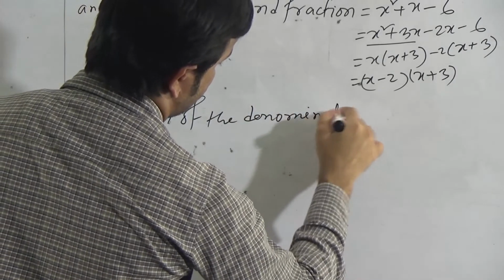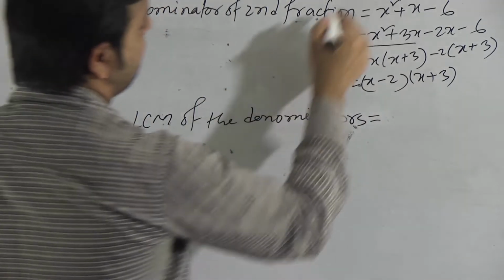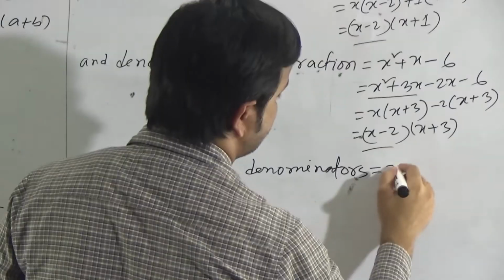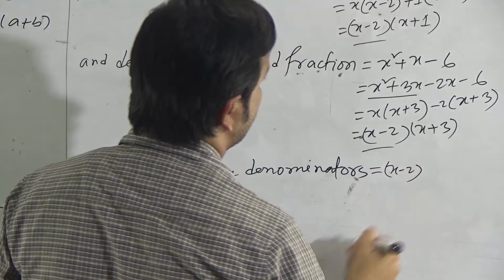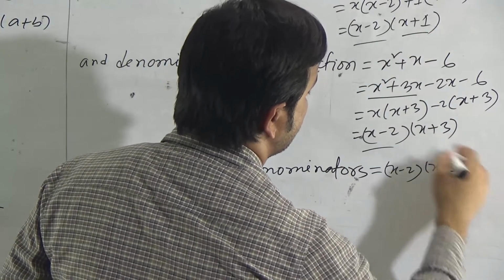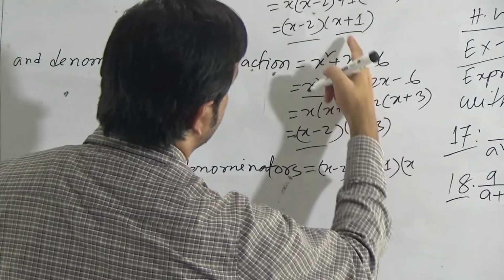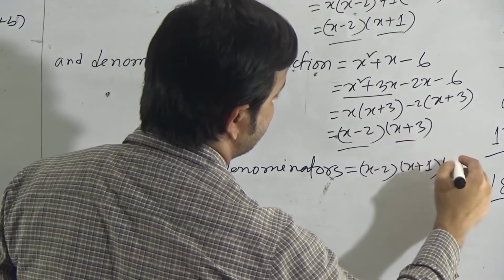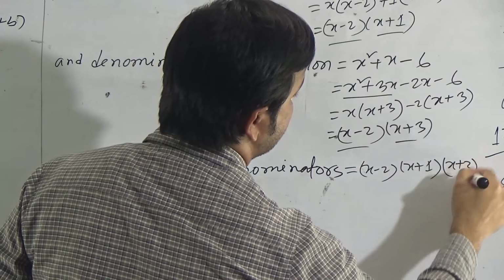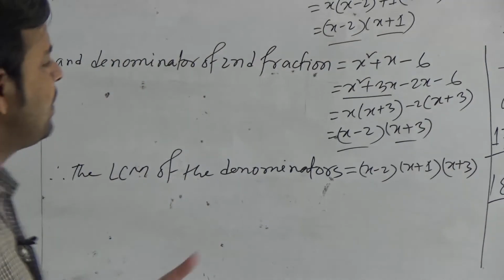Denominators. What will be the LCM? Now see, my x minus 2 is common here, so we can take x minus 2, and then x minus 1 left, so write x minus 1, and here x minus 3 left, x plus 1 left, so x plus 1, and x plus 3 left, so write x plus 3. Dear students, I have done the LCM of the denominators.